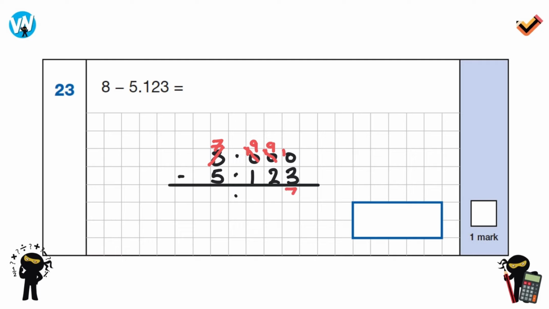10 take away 3 is 7. 9 take away 2 is 7. 9 take away 1 is 8. 7 take away 5 is 2. The answer goes into the box. Definitely sounds like a pantomime. 2.877. And that would hopefully get us 1 mark.